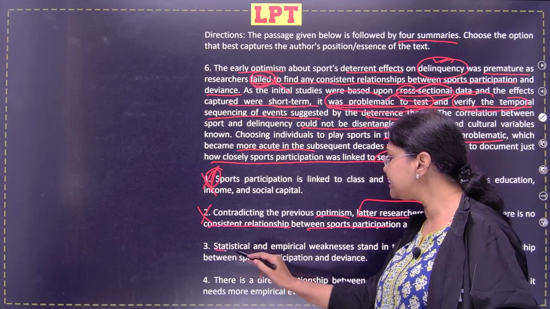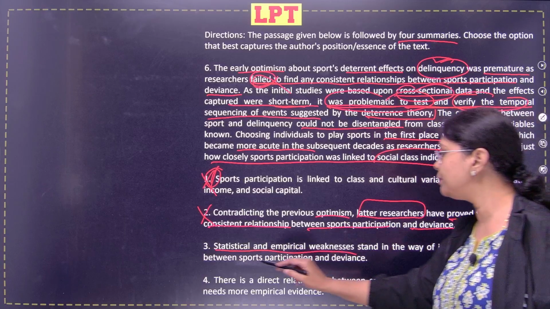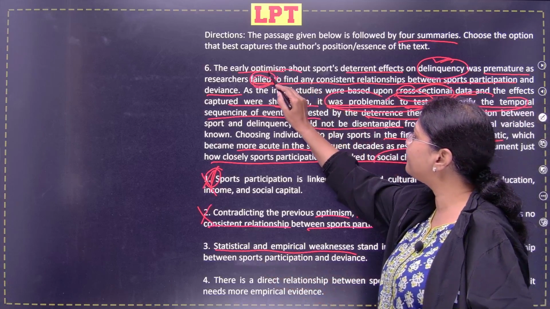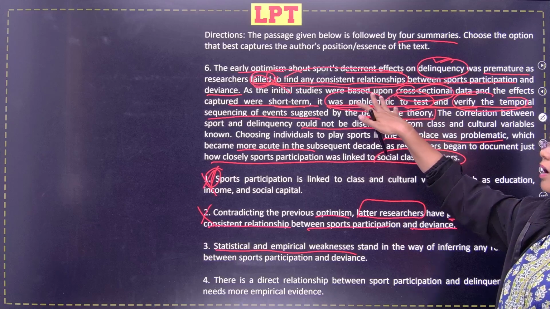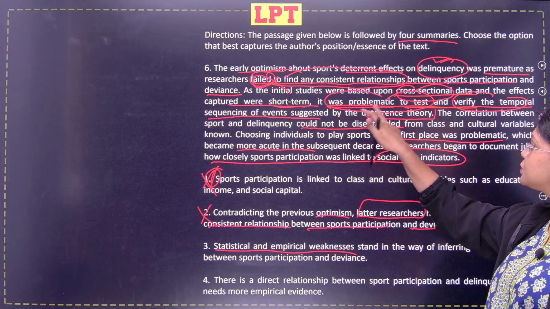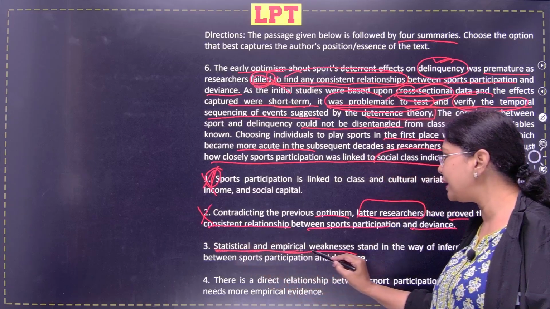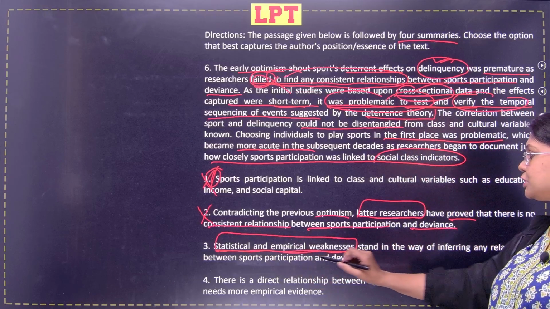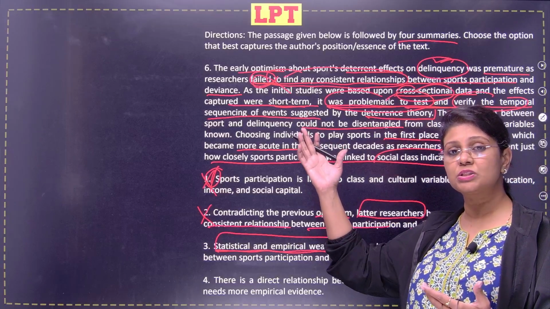Third says statistical and empirical weakness stand in the way of inferring any relationship between sports participation and deviance. This matches up to the theory that they failed to find any consistent relationship here because the initial studies were cross-sectional and the effects captured were short term. It was problematic to test and verify. So this is very close in saying statistical and empirical weakness, right? Stand in the way of inferring any relationship between sports participation and deviance. Something very similar to what we understood from the passage.